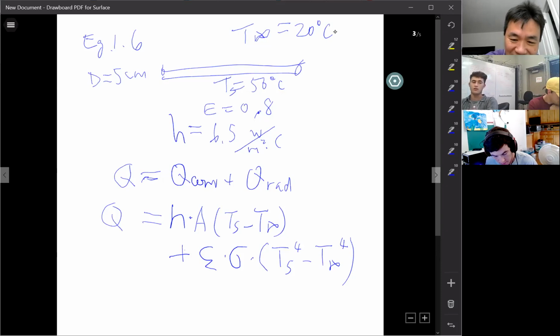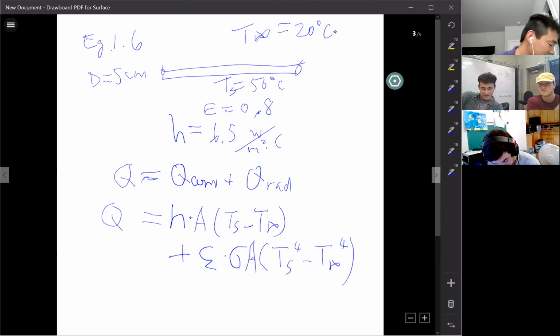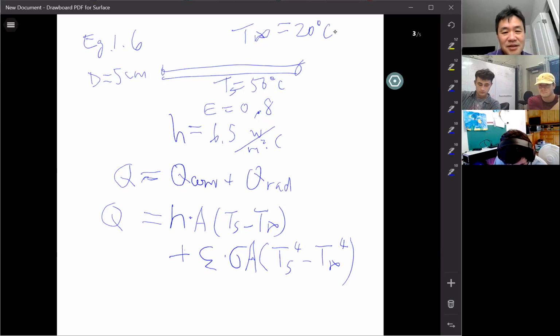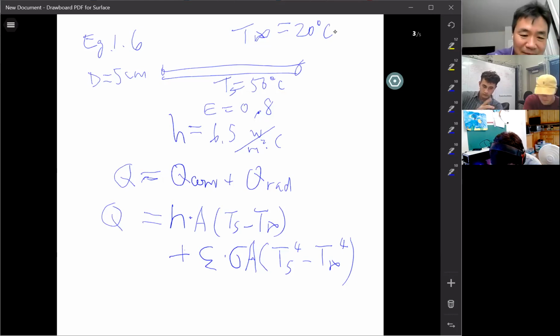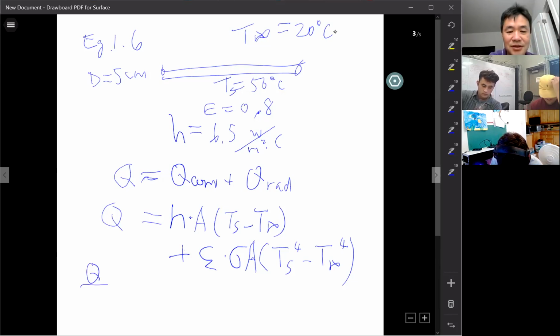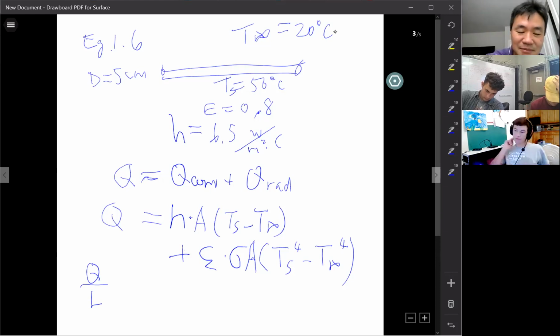Now let's come back to the question. It doesn't give me the total length, so I cannot calculate the outside surface area of the pipe, right? But they asked me the heat loss per unit length. So it's per the length of the pipe, so it's divided by the length. So Q divided by the length, that's what we want to calculate. In that sense, the surface area is just the circumference of the pipe times the length, so the length can be moved to the left-hand side.